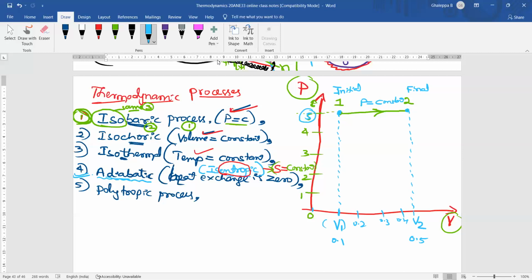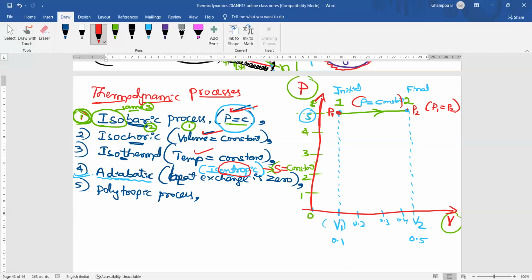Understood now? First point is you have to write pressure is equal to constant. Second point is the process should be represented with a horizontal line, and here also you write pressure constant. So during this process, the pressure at the initial point is P1. At the final point, it is P2. So P1 is equal to P2 during this process. Okay, this is second. One more point you need to remember here is the n value.